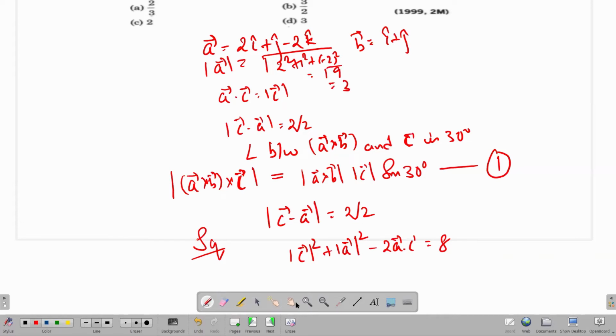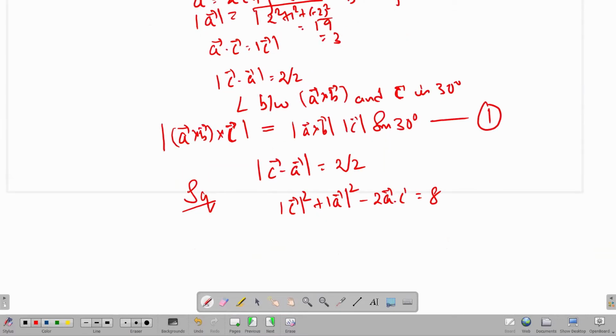So I'm just substituting the value of mod A square here. This is mod of C square. Since mod A is 3, so that whole square is 9. And one more condition is given to us, that is A dot C is mod C. So I'm using this condition that A dot C is mod C here. So this comes out to be mod of C is equal to 8.